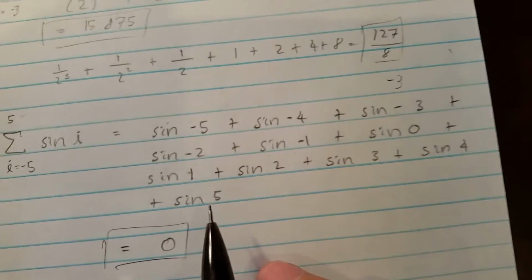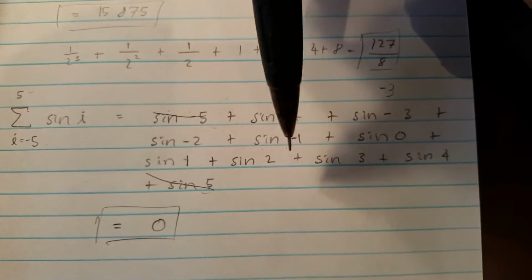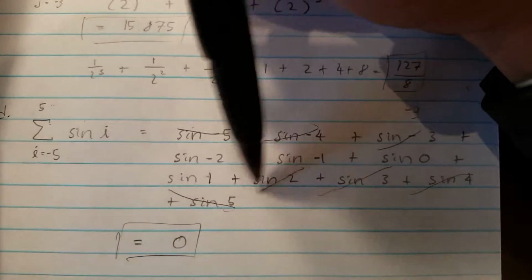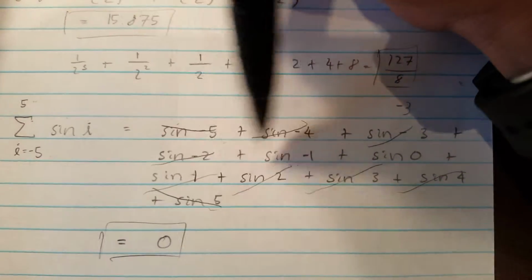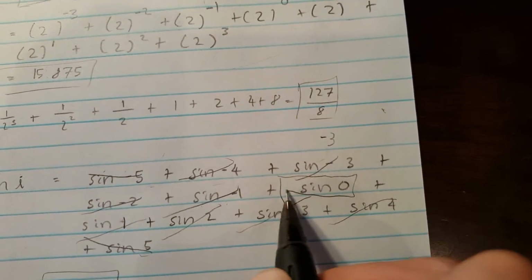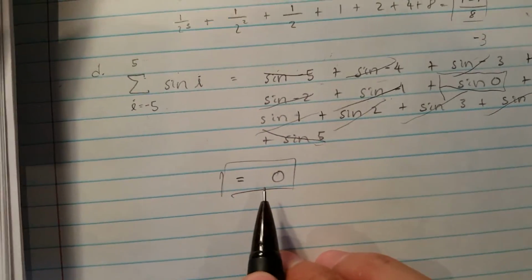Now, what's interesting about this is that sine 5 and sine minus 5 cancel out. Sine 4 and sine minus 4 cancel out. Sine 3 and sine minus 3 cancel out. Sine 2 and sine minus 2 cancel out. Sine 1 and sine minus 1 cancel out. But what are we left with? Sine 0, which gives us 0.